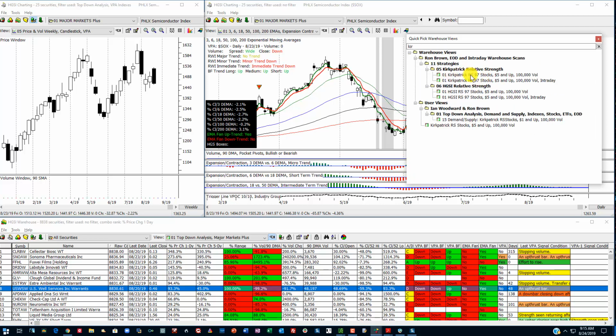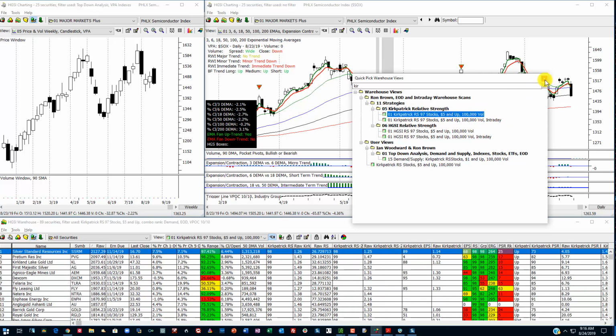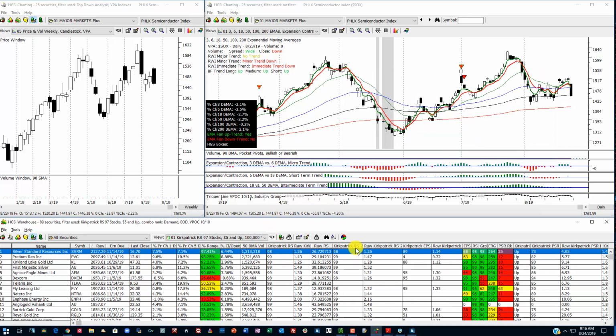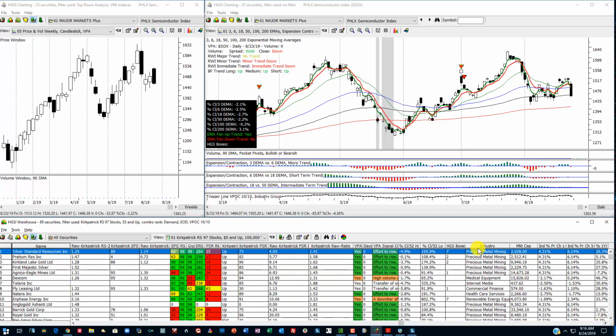And here's a Kirkpatrick RS97 stocks, or HGSI RS97 stocks. A couple of screens that I have in here. I'm going to just take a look at the Kirkpatrick 97 since it's on top. I'm sorted on wall combo. This is my standard end of day. And let's see if I have the groups in this view.